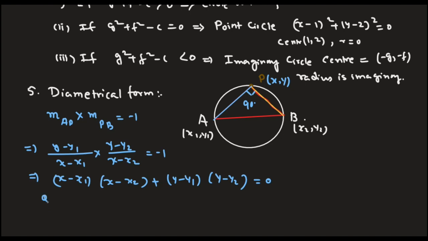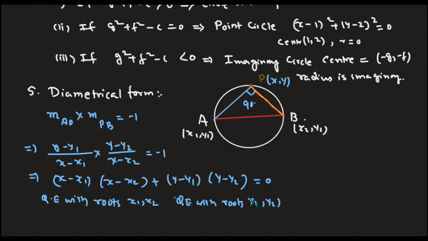This will be a quadratic equation with roots x1 and x2, and likewise a quadratic equation with roots y1 and y2, using the same color pen. This one I want to use for y1 and y2, with the roots y1 and y2.